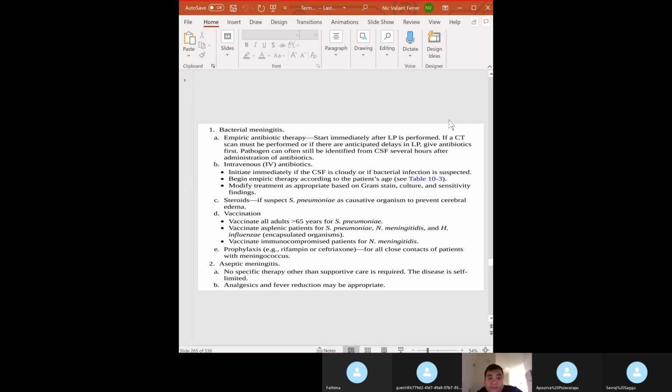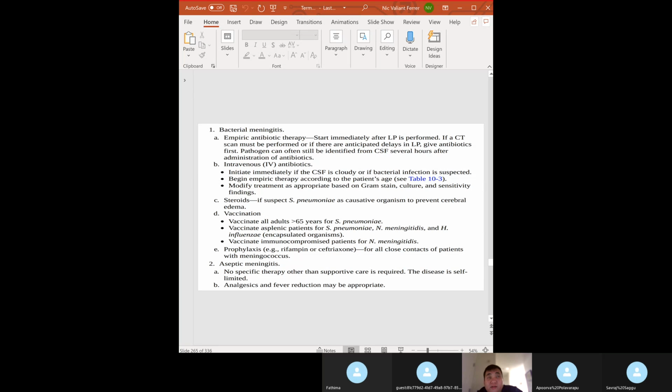How are we going to treat them? Bacterial meningitis, empiric antibiotic therapy. You give IV antibiotics. If you suspect strep pneumo, you give steroids. Why? To prevent cerebral edema. You vaccinate your patients if they are adults over 65 for strep pneumo, or if they are asplenic patients.